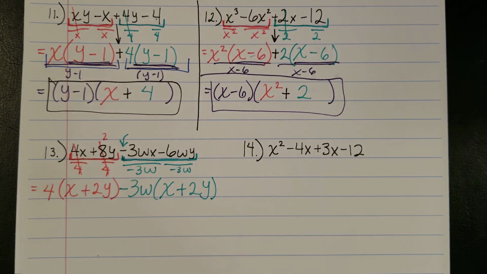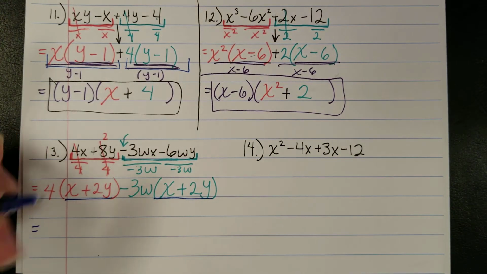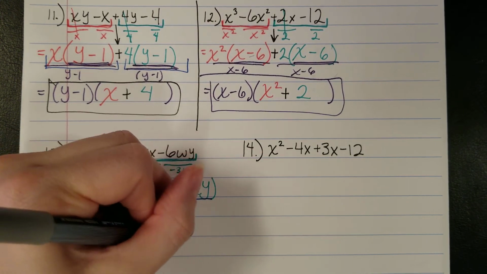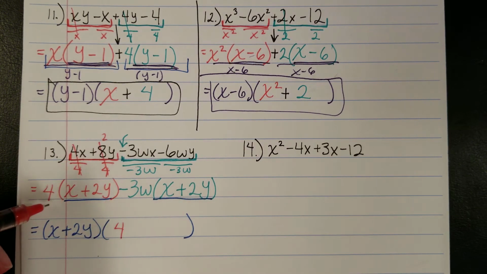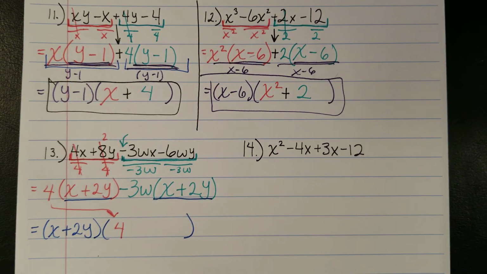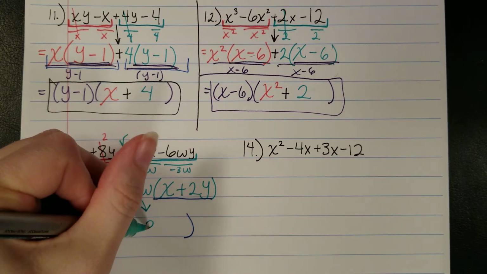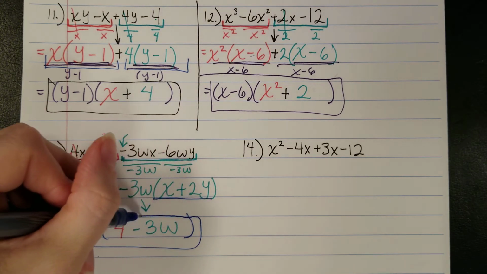Okay, so now my GCF is x plus 2y. So I will write down my GCF in the front, and then if I divide that by x plus 2y, I'll have the 4 to bring down. And if I divide this by x plus 2y, I'll have minus 3w to bring down. And that will be my final answer.